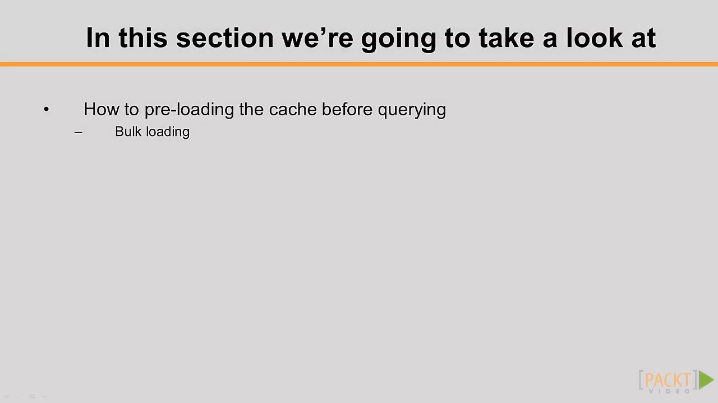In the previous video, we had a look at the various serialization methods used in Coherence. We also had a look at the concept of portable object format in detail. In this video, we'll take a look at how to load the Coherence cache after the cache server starts.